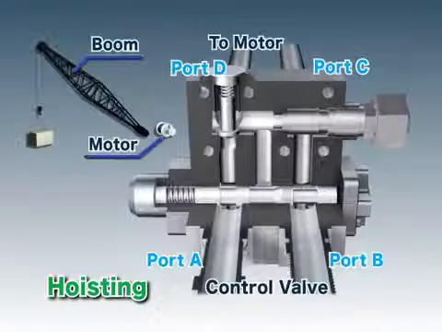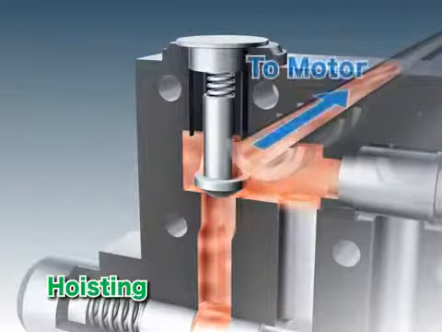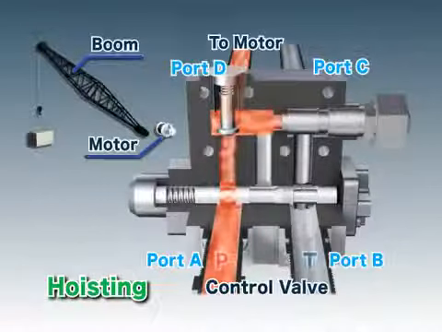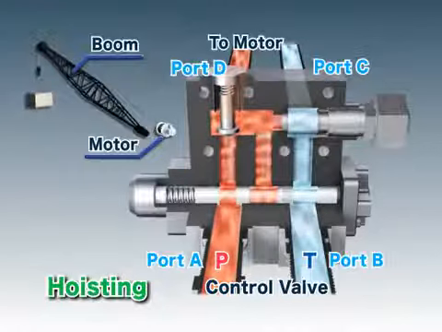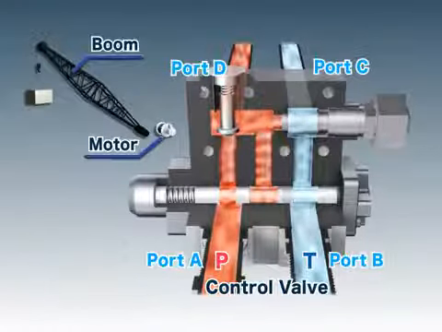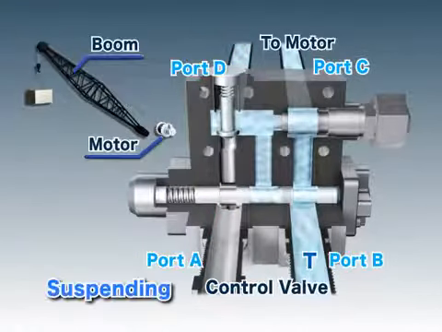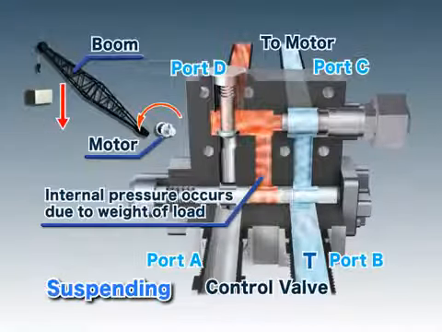When a load is being lifted, hydraulic oil from the pump passes through port A, pushes open the poppet on the check valve, exits through port D towards the motor, and rotates the motor. The returning oil from the motor then passes through port C and B and returns to the tank. When a load is suspended, the circuit from the motor to the counterbalance valve is closed by the spool. This causes internal pressure to accumulate due to the weight of the suspended load, which holds the load in place.